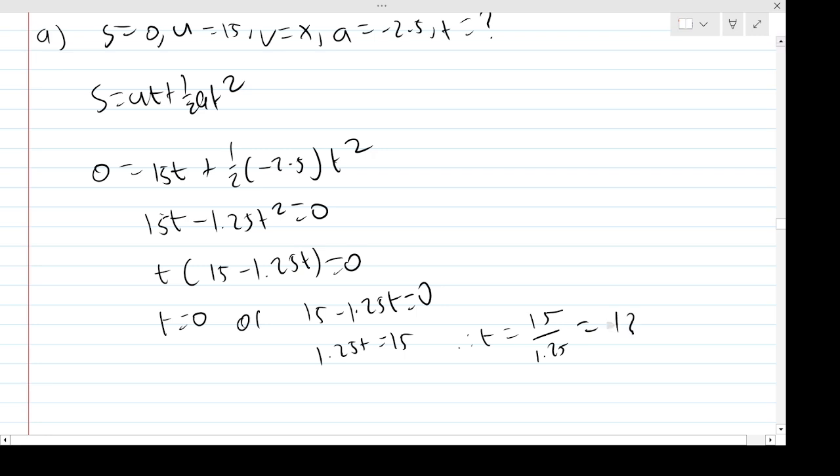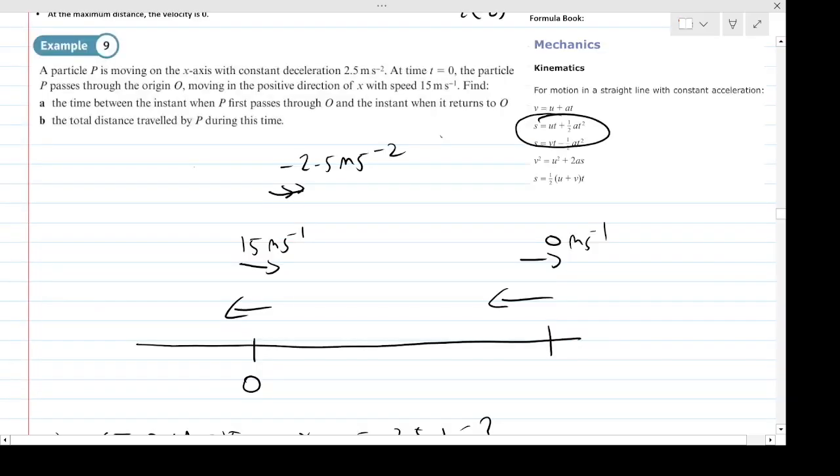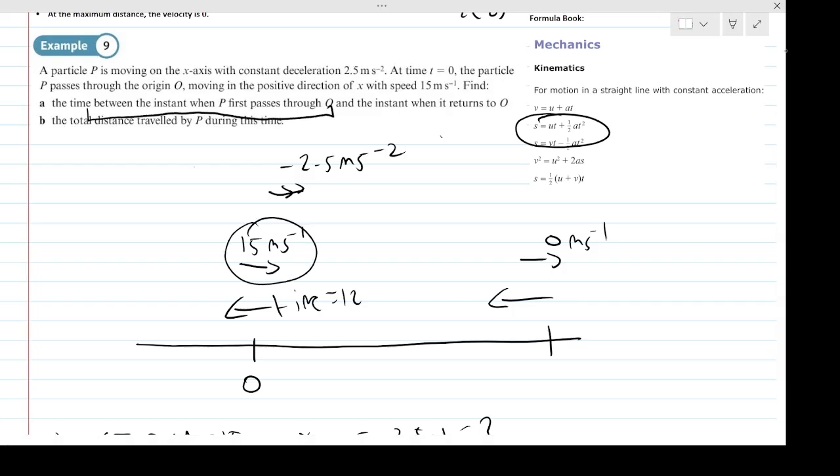12. Okay, and so we're going to take this solution, because that's when it returns back to O. Obviously initially t is 0 because it starts at O, so it's not moved anywhere away from O if it starts there. And 12 is the time when it returns back. So that's the answer: the time between it first passing through O at the start and when it returns must be 12.